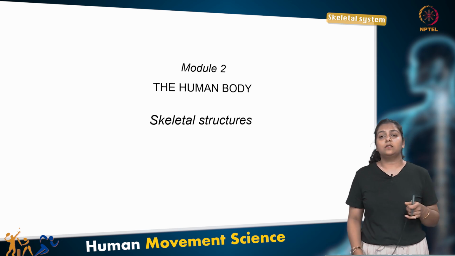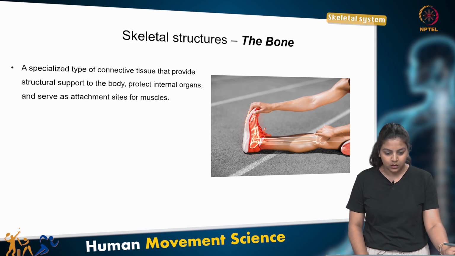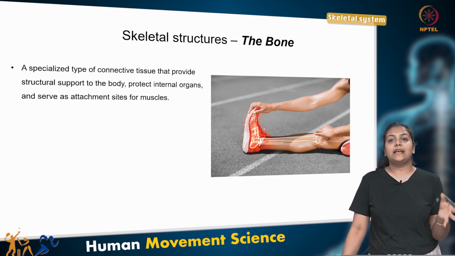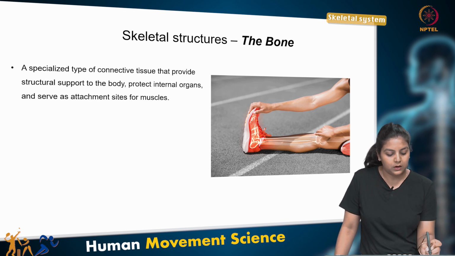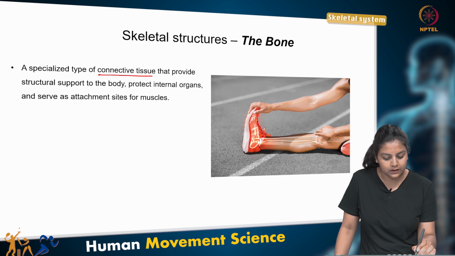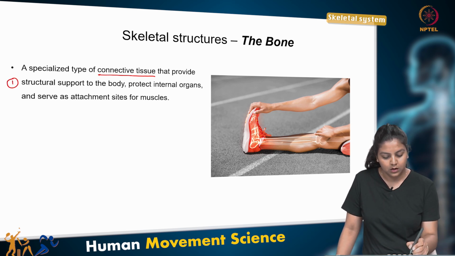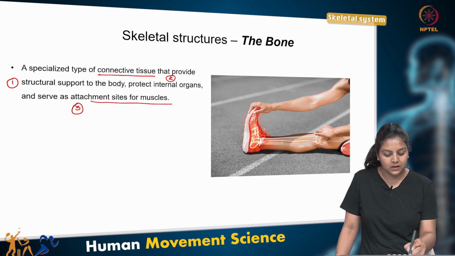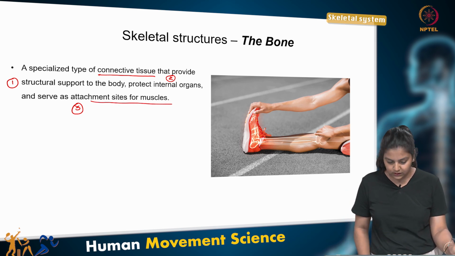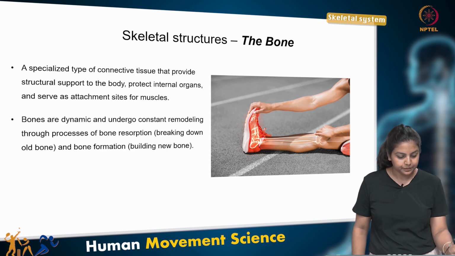So let's look at some of the skeletal structures in the body now. One of the key or main skeletal structures is the bone. So what is the bone? As we spoke about earlier, it's a connective tissue that provides structural support, protects the internal organs, and also serves as an attachment site for the muscles. Very important to know this: it serves as an attachment site for the muscles.